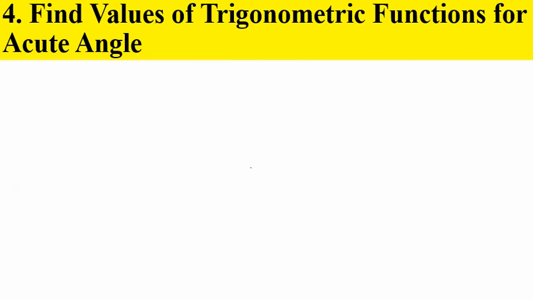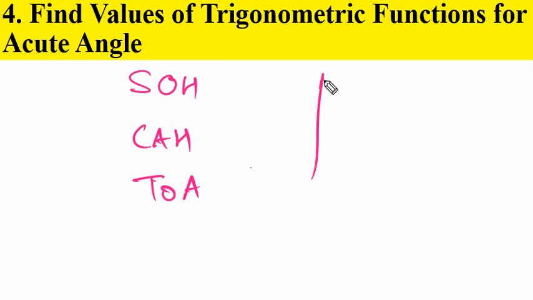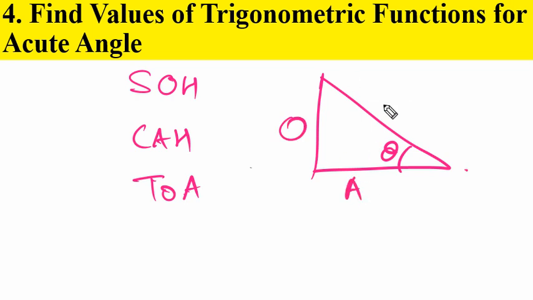So that's it for this video, and I hope you understood. Always remember this trick if you have any confusion: SOH, CAH, TOA. Also, always look from the angle theta, or from whichever angle you start. The opposite, the adjacent, and the longest one is the hypotenuse, like that.